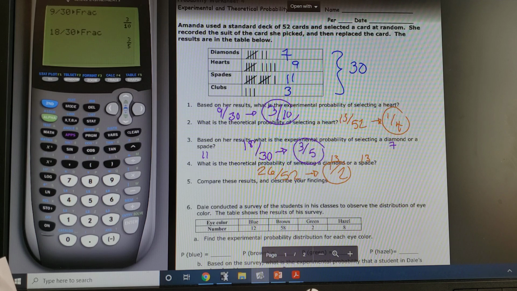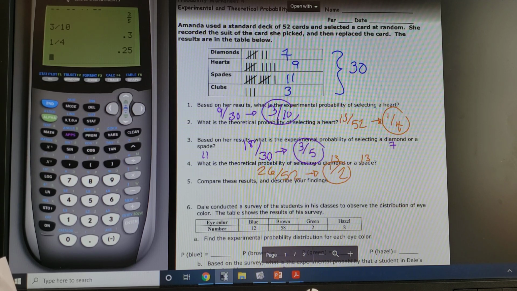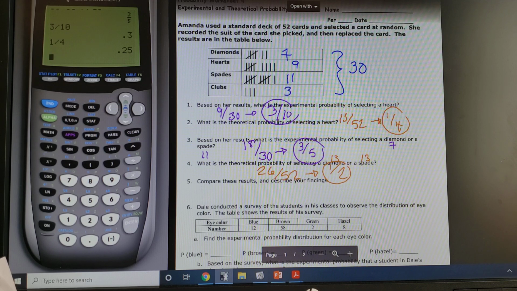Alright, so compare these results and describe your findings. Let's compare 1 and 2 first. We'll compare them using decimals. So 3 divided by 10 is 0.3. 1 divided by 4 is 0.25. So which one's greater, 3 tenths or 1/4? 3 tenths. So odds are in your favor for selecting a heart based off the experimental probability, right?